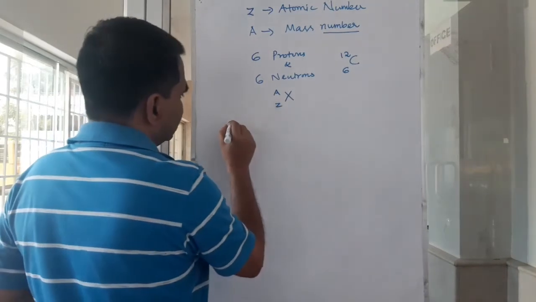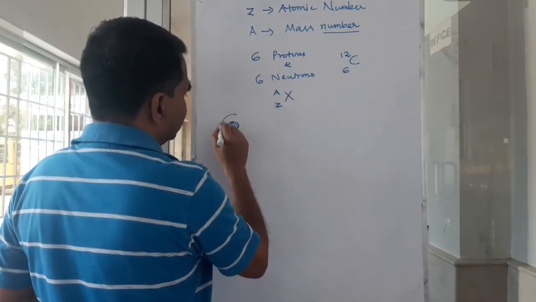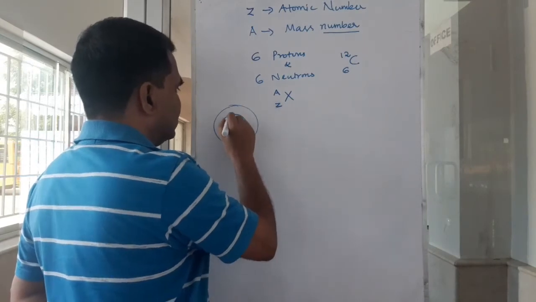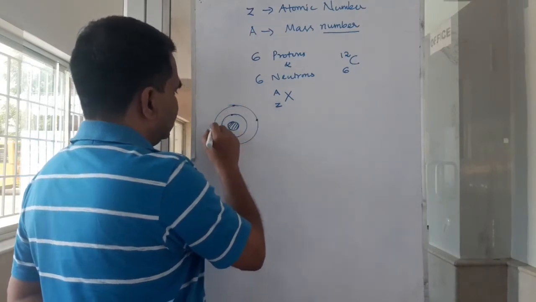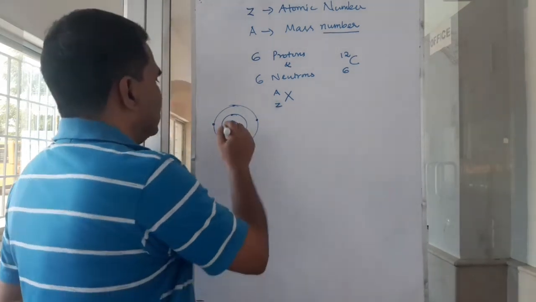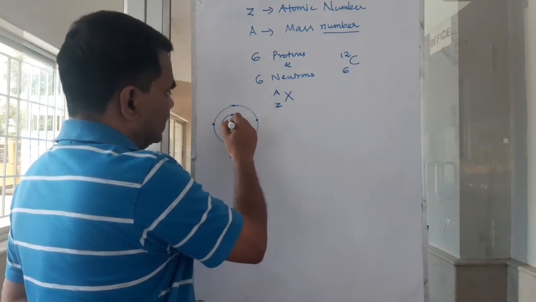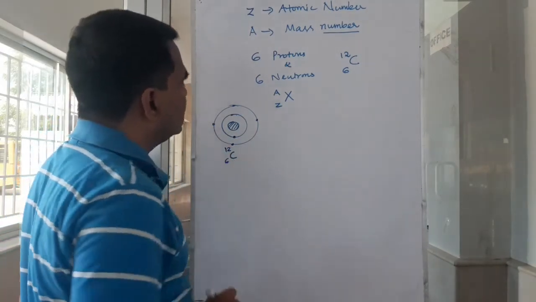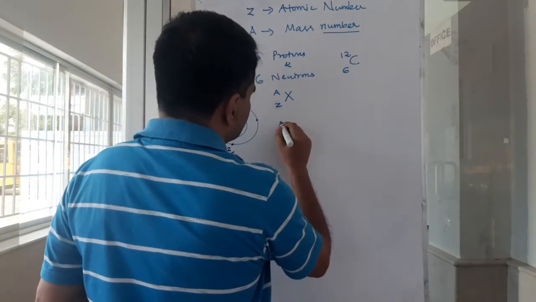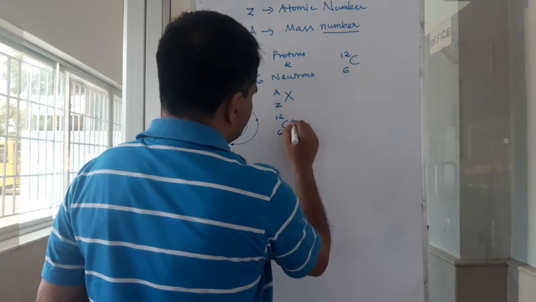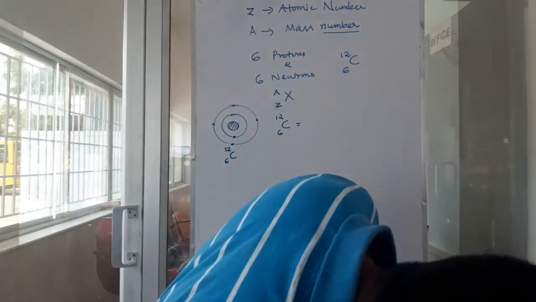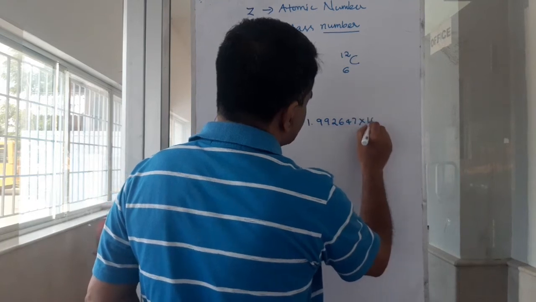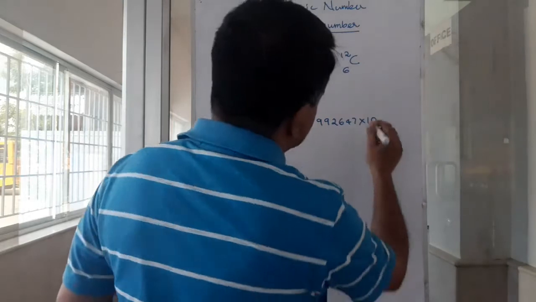If you take the carbon 12 atom that we just discussed, the mass of a single atom in kilograms. So your carbon atom has its nucleus, and then you have 2 electrons here and 4 electrons here. So this is the carbon atom. And here you have 6 protons and 6 neutrons inside. This is carbon 12. The mass of carbon 12 is equal to 1.992647 into 10 to the power minus 26 kilograms.